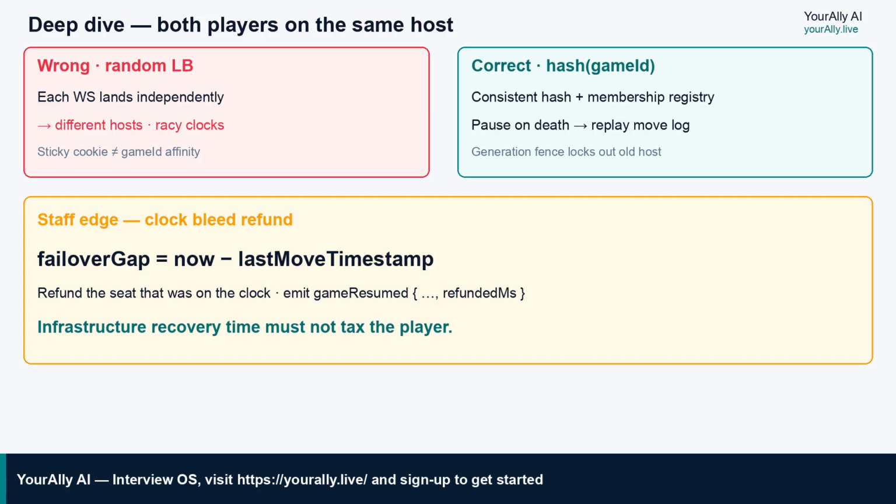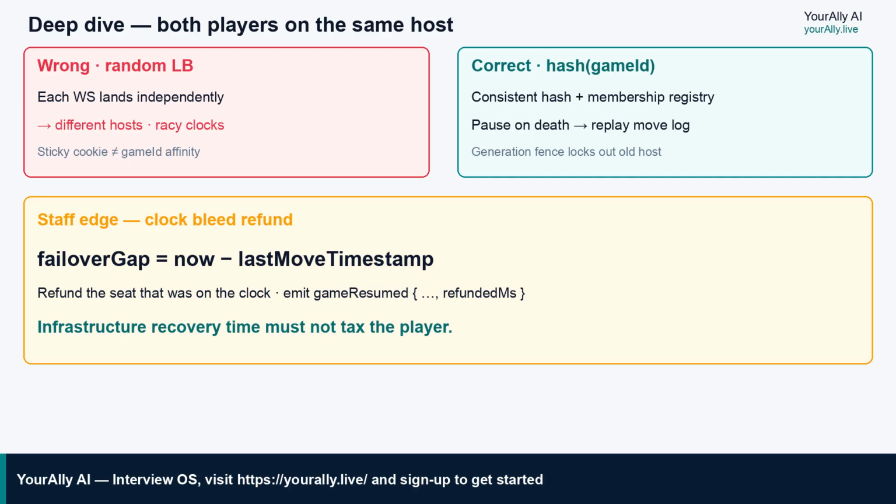Deep dive 2, both players on the same host, and what happens when that host dies. Wrong. The load balancer treats each WebSocket as an independent connection. White lands on host A, black on host B. Moves bounce between machines. Validation becomes racy. Clocks desync. Sticky cookies keyed on IP still fail across devices and reconnects. The unstated requirement is server affinity per gameId. Weak candidates miss it. Strong ones reach for consistent hashing early.